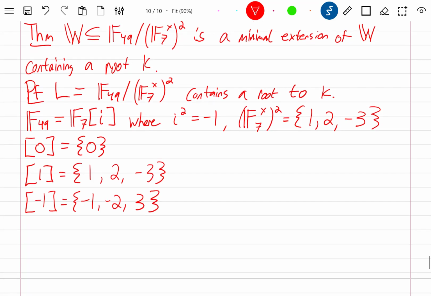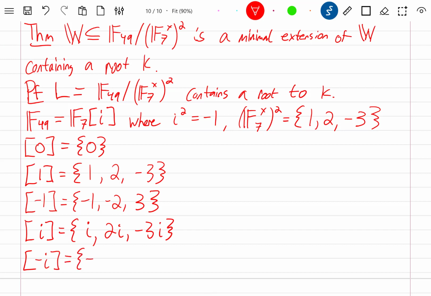So our next equivalence class is, well, maybe we'll do some counting later. So we have i, so we should get i, and it should be everything in our equivalence class, all of our squares multiplied by i. So we get i, 2i, and -3i. Then we will have an equivalence class of -i, which will be -i, -2i, and 3i.